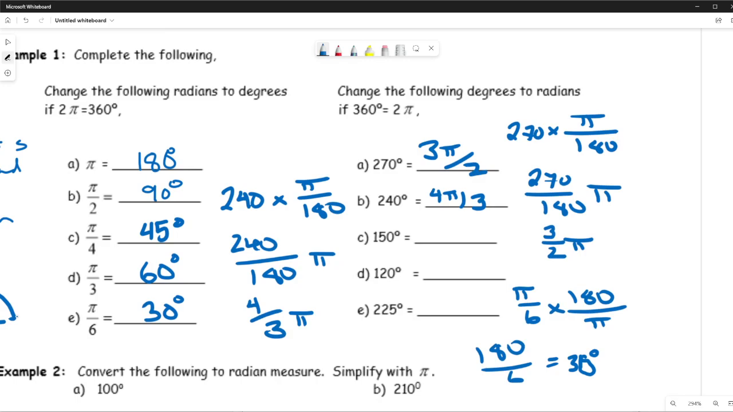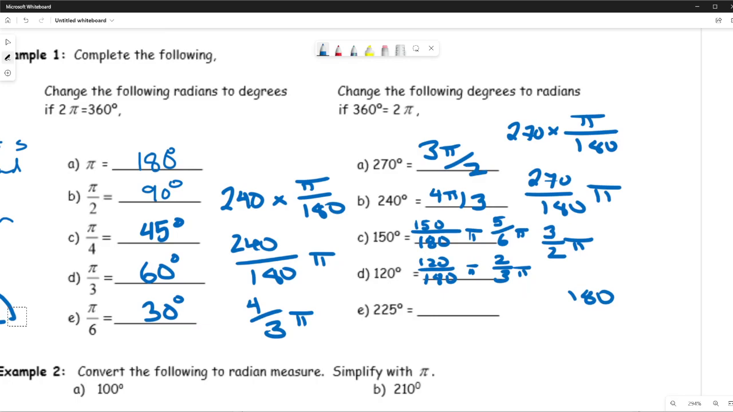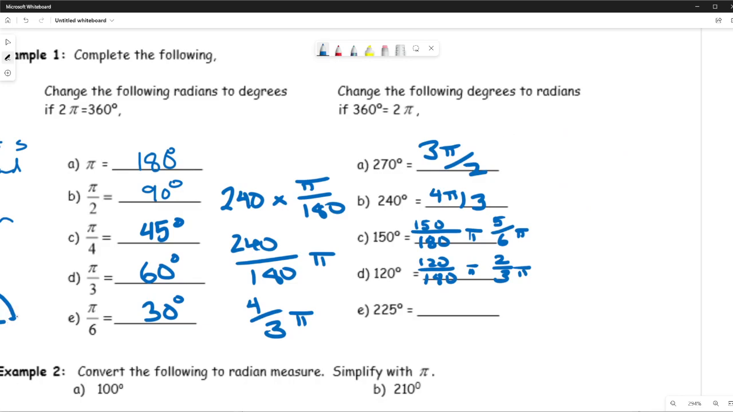For the next one, we'll write 150 over 180 times pi, and then all we got to do is reduce it. How do you reduce 150 over 180? You divide them both by 30. The top one becomes 5, the bottom one becomes 6, and pi simply stays there. So 5 over 6 pi. Next one, 120 over 180 pi. We are going to divide them both by 60. 2/3 pi. All you're doing here is putting in the conversion formula and then reducing the fraction. That's the strategy: put in the conversion, reduce it.